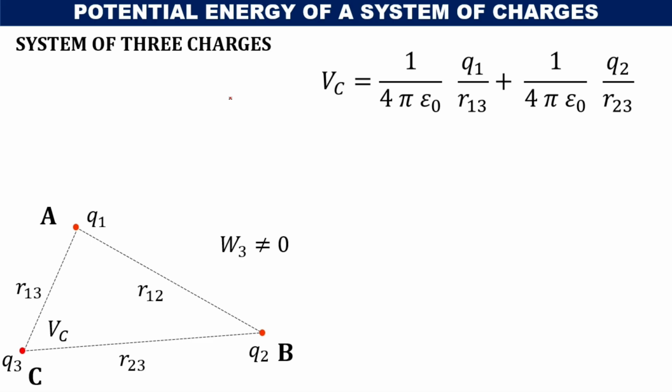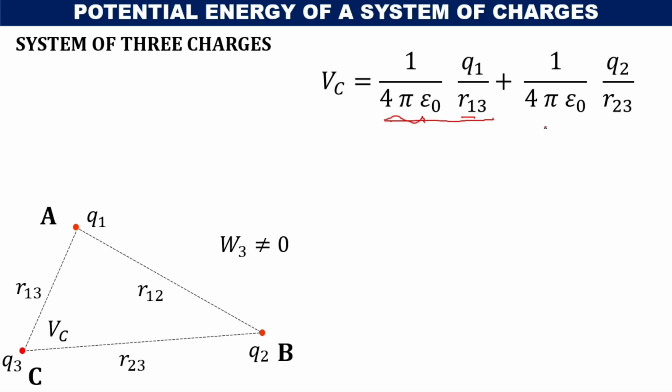We saw this in the previous video, while determining the expression for the potential due to a system of charges. I will provide the link for the same video. Please watch that video also. Potential at C due to the charge Q1 is represented as proportionality constant 1 by 4 pi epsilon naught into source charge Q1 divided by the distance of the point C from the source charge Q1, R13.